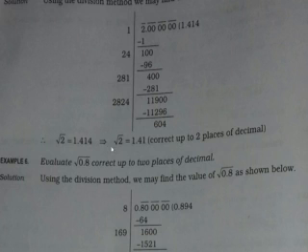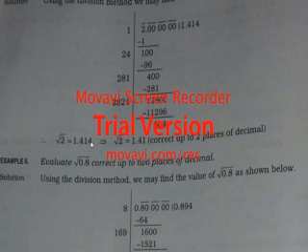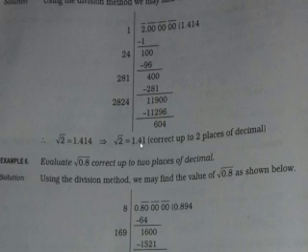So what happened? 414, so the last digit has been rounded up. You can see it is less than 5, so nothing is added. If the last digit had been more than 5 or even 5, then 1 will be added and that digit will be removed. So you can see it has been written, therefore root 2 is equal to 1.414, that is, root 2 is equal to 1.41, correct up to 2 decimal places. Up to 2 places of decimal.